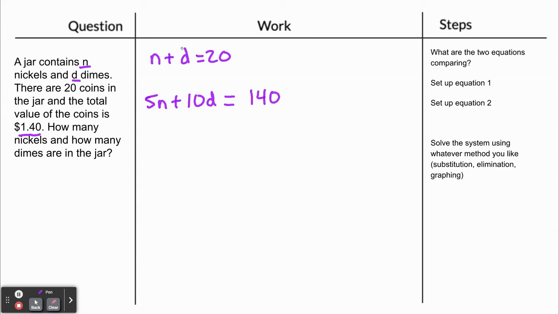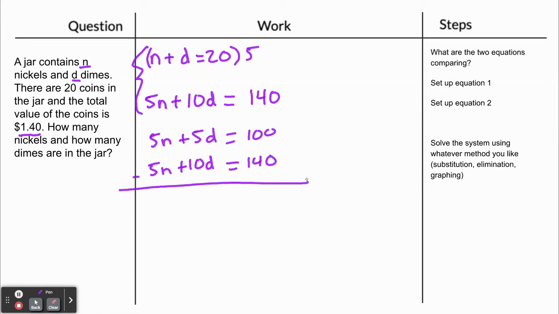So in this case, I now have my two equations, and I can solve to find how many nickels and how many dimes there are. I'm going to use elimination here. I'm going to multiply this entire equation by 5 so that I get 5n plus 5d equals 100. I'm going to bring down the other equation. And now I'm going to subtract these two.